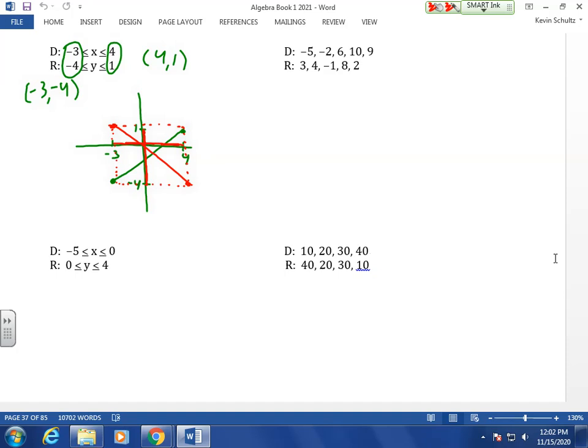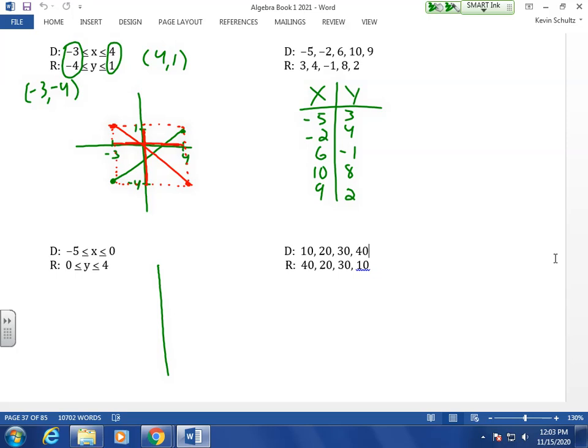The next one is an XY table. How exciting. The domain, -5, -2, 6, 10, 9. The range, 3, 4, -1, 8, 2. That's all there is to it. Thrilling stuff. The next row, we have our segment again.